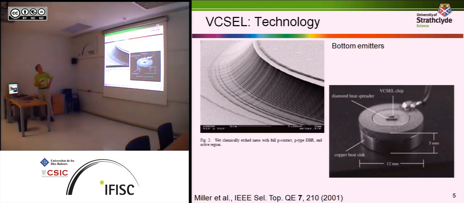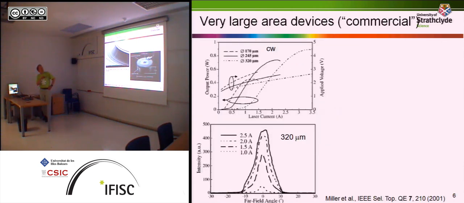And just to give you an impression of how it looks in reality. So this is a mesa, this is a metallic contact. Somewhere here would be the gain medium, and here you see these alternating layers of different refractive index, on the order of 200 nanometer thickness. And then this whole thing is this small thing that is soldered on this diamond, and then on this other submount and electrical contact.